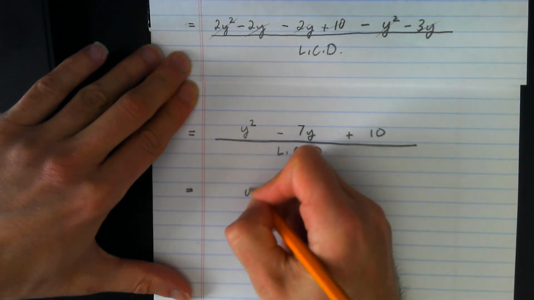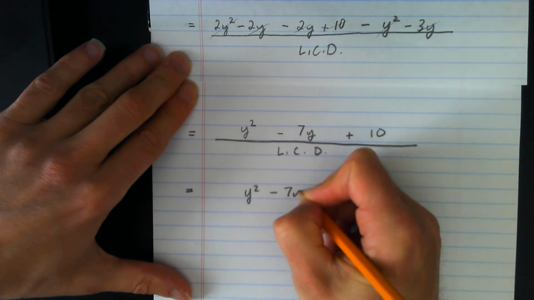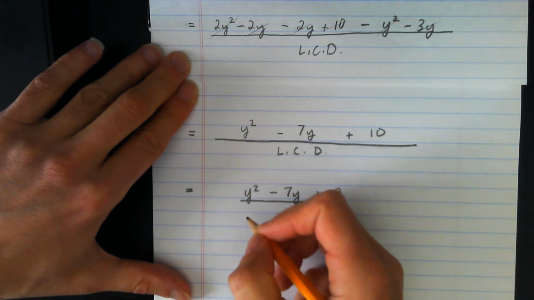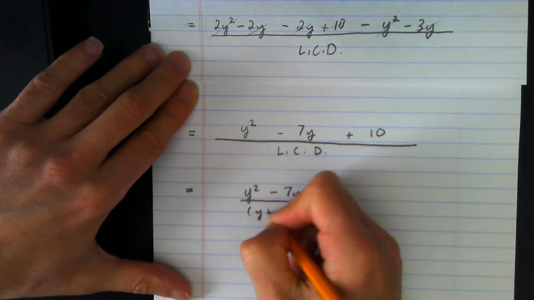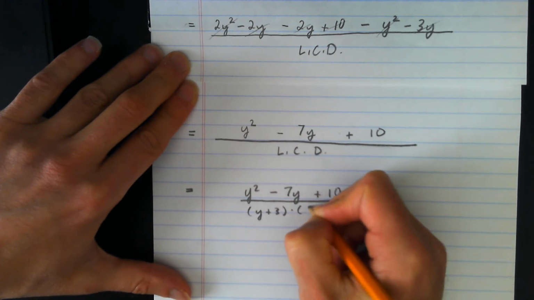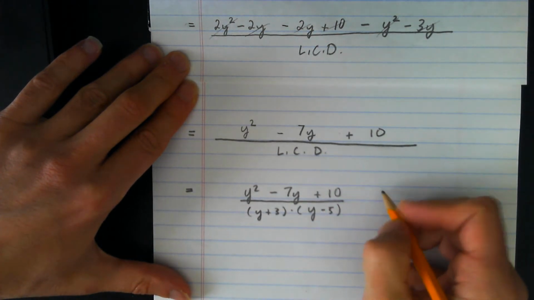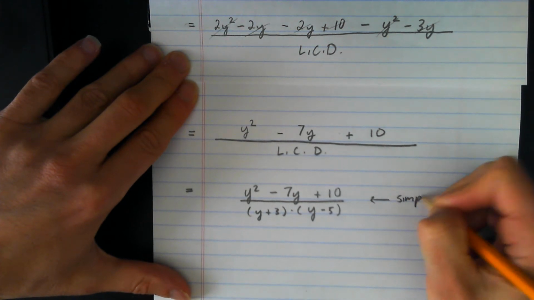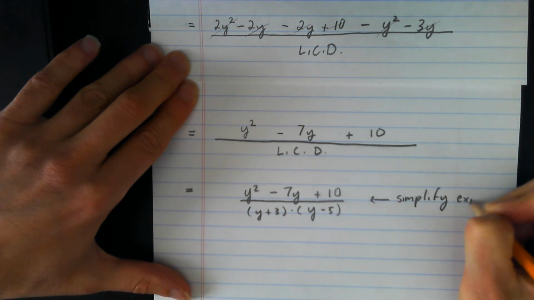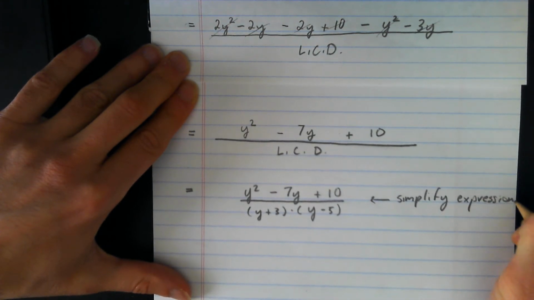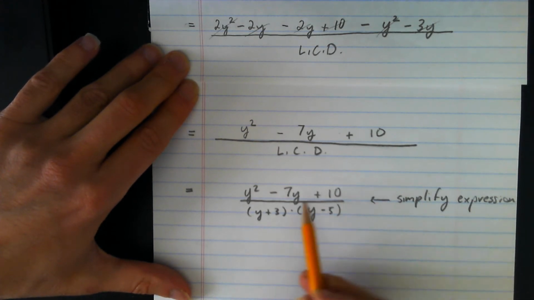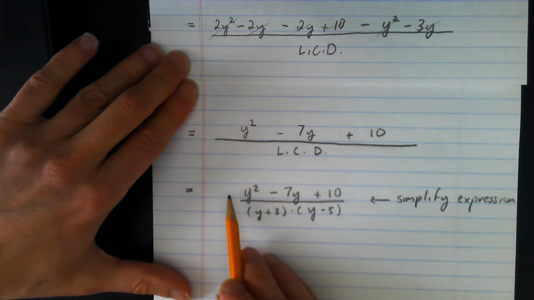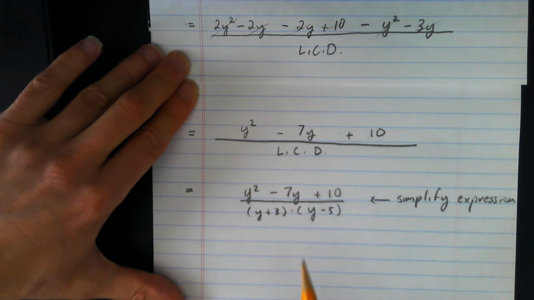Alright, so what do I have? I've got y squared minus 7y plus 10 over my LCD, which is y plus 3 times y minus 5. Okay, now this is the simplify step. We want to simplify this rational expression. And again, this was, I want to say, lecture 2. At this point, we just need to factor everything. The denominator's already factored, but we'll need to factor the numerator and cancel common factors.